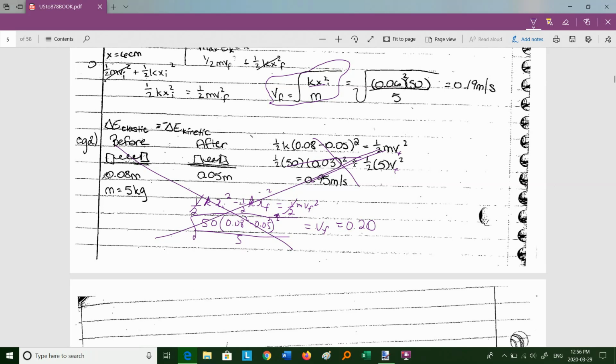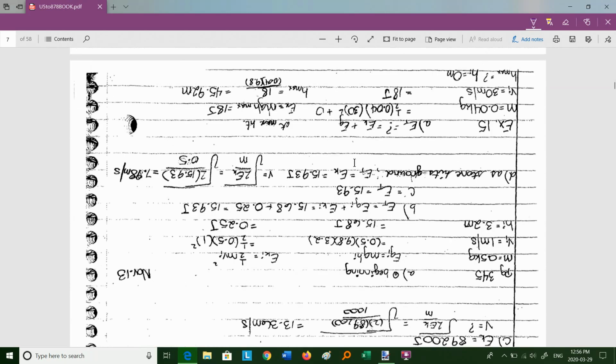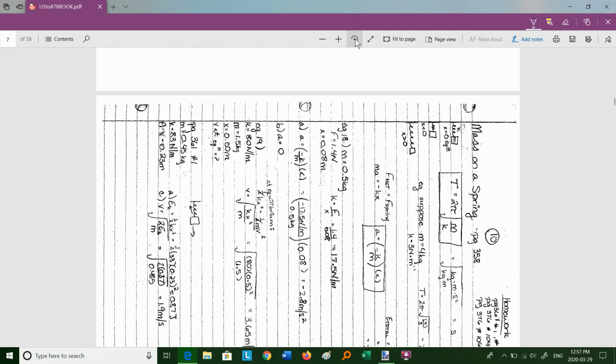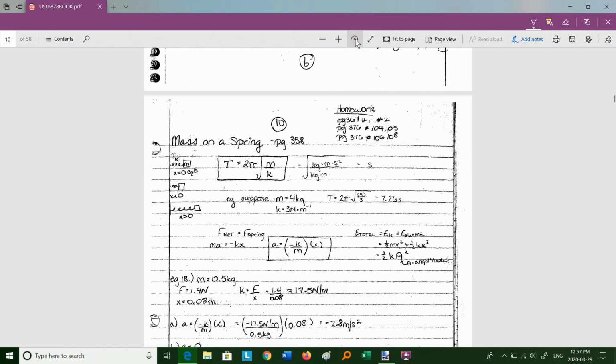Now I'm going to jump to a concept that is, actually, it's on page 10. So I'm going to jump to page 10 to talk about the period of the block in the spring bumper. I'm going to scroll down and watch this. This is going to get your bearings all mixed up. Rotate, rotate, rotate. There you go. Page 10. Mass on a spring.